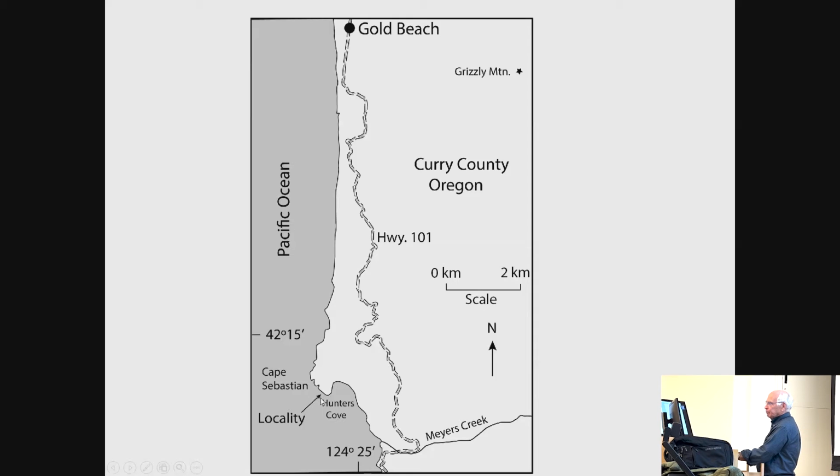So separately, back in 1961, I believe, it was two geologists, and to this day, we don't know who they were. They were with the U.S. Geological Survey. They were mapping in the area, and they were walking across the sea cliffs at Cape Sebastian. They found these bones in the sea cliffs there.